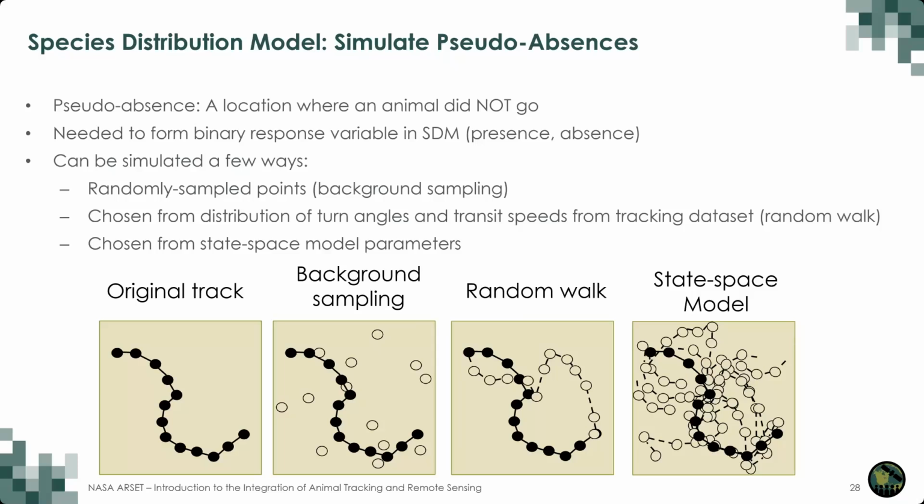Other ways you can do it include choosing the turning angles and the transit speeds and modeling those instead. And different ways to do that are random walks and then state space models, which use something very similar. And Claire's, I think, going to talk more about this idea in her selection functions. And so there's different ways to do it. And again, you might need to research a little bit and see what works best for your data set. But I've tried lots of different ones. And for the frigate birds, background sampling seems to work the best.